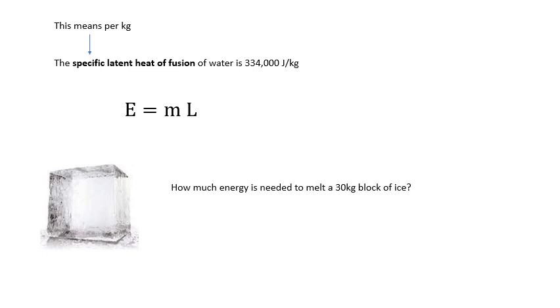The specific latent heat of fusion, again, specific just means per kilogram. So it's the energy needed to change a kilogram from a solid to a liquid, or if a kilogram changes from a liquid to a solid, it's the amount of energy released. For example, the specific latent heat of fusion of water is 334,000 joules per kilogram.